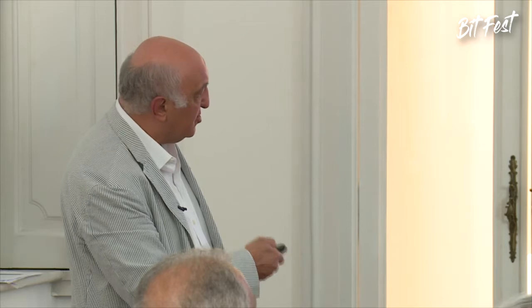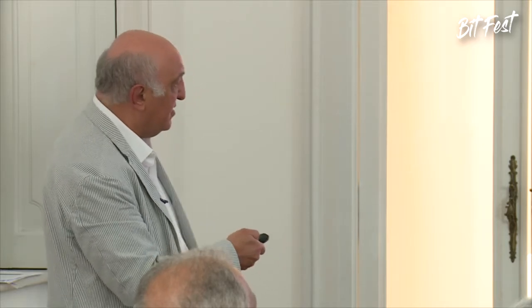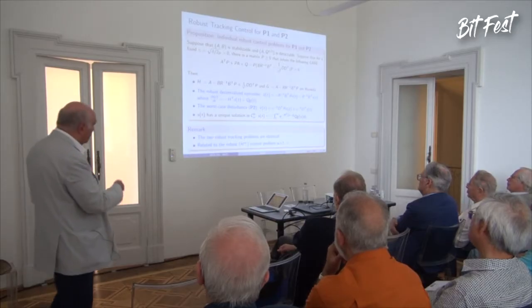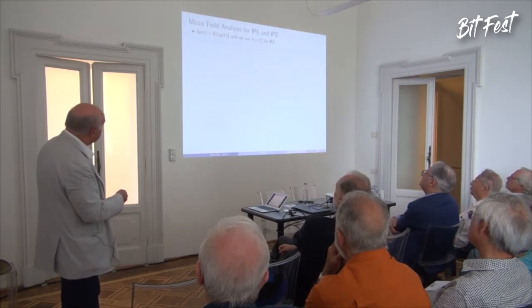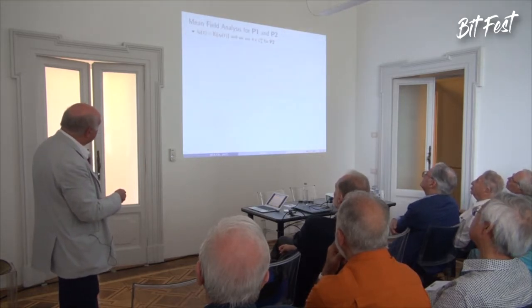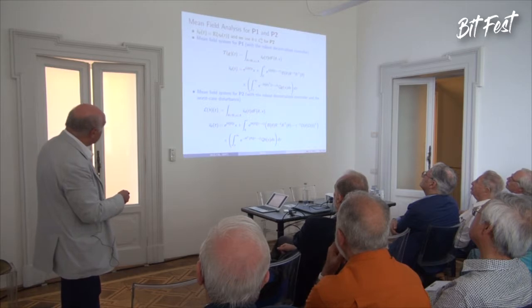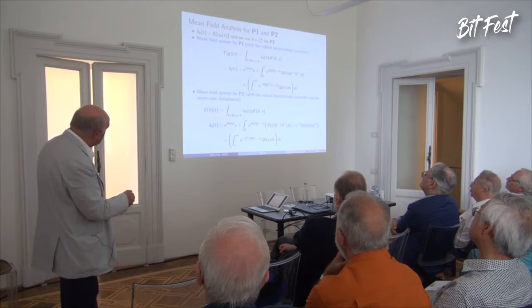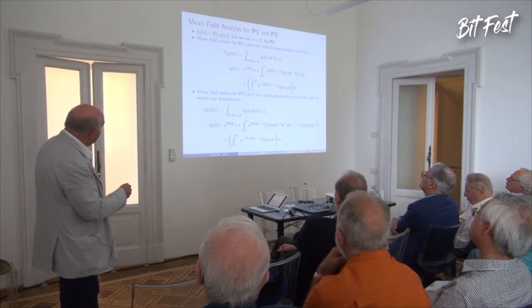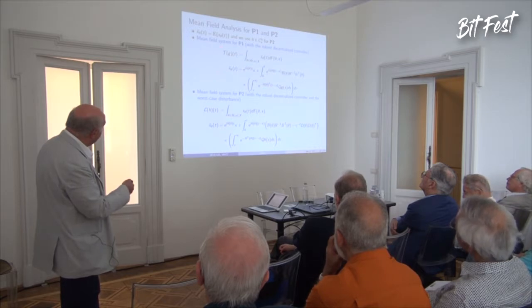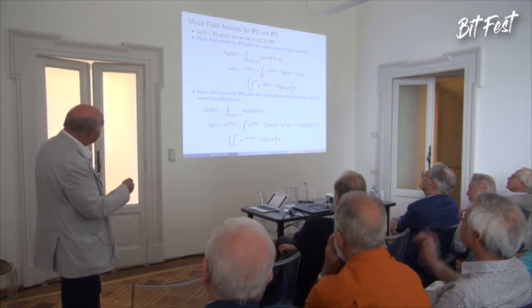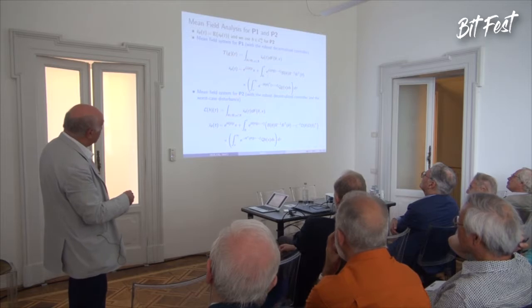So these two robust tracking problems are identical, and they are related to the robust H infinity control problem with respect to gamma. And then you do the mean field analysis for this. I'll not go into the details. This is just to show you what the T looks like. For the mean field, you define a mean field system for P1 and a mean field system for P2.